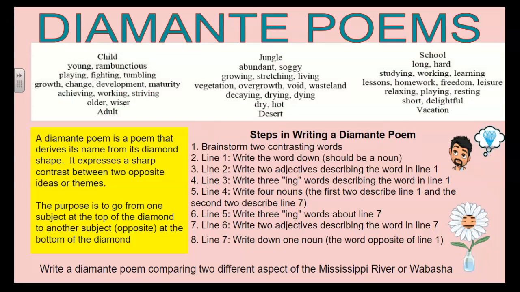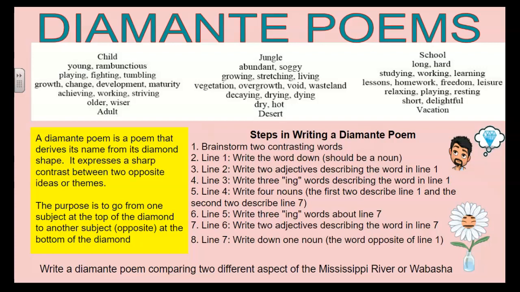So then next we have the diamant poems, which are poems that are shaped like diamonds. And usually a diamant poem, or diamante poem, is something about 2 contrasting ideas. So the instructions are here for you. The first line you write a word down. The second line you write 2 adjectives describing that word in line 1. Then line 3, write 3 ing words describing the word in line 1.